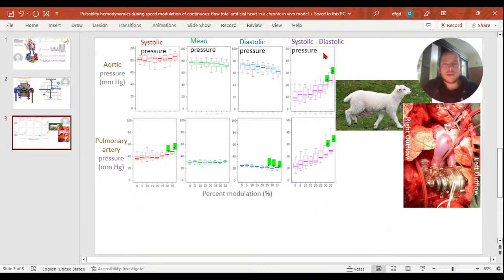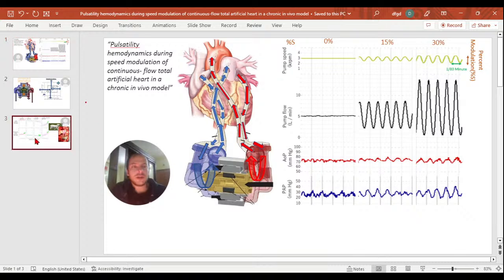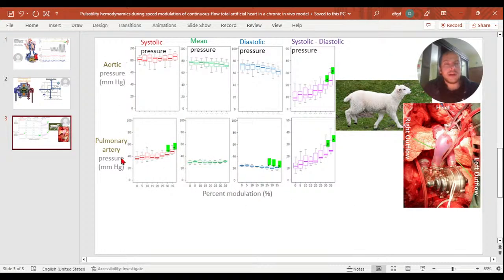So by the way, the systolic minus diastolic is the pulse pressure. So here the diagrams we're talking about pressure, so we're not talking about pump speed, we're not talking about the pump flow. So here on the x-axis we see the percent modulation we talked about earlier, and on the y-axis we have the aortic pressure and the pulmonary artery pressure.